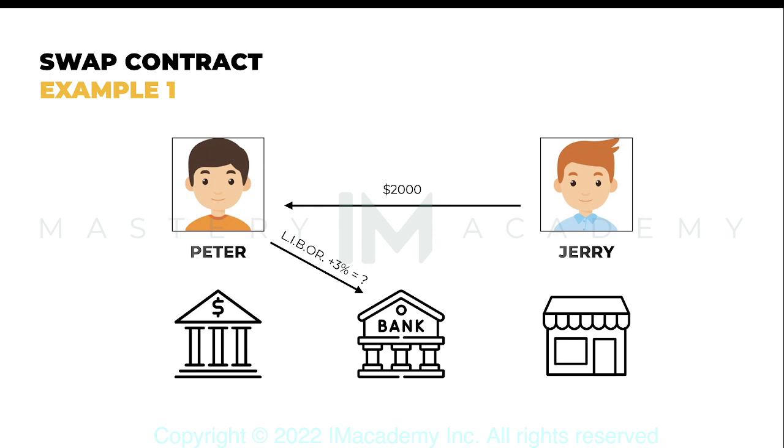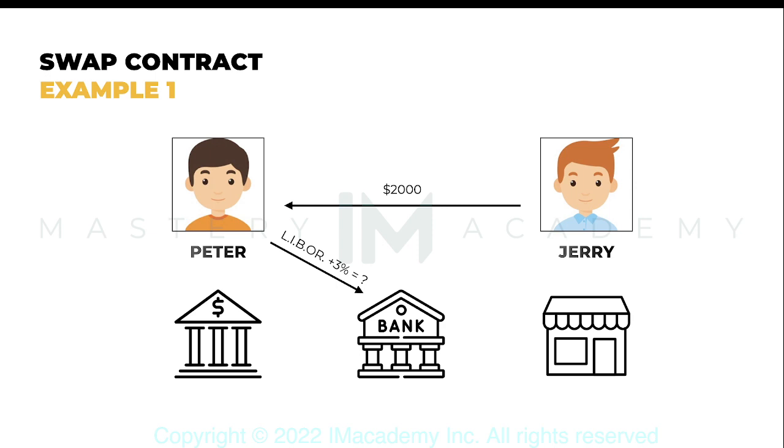But he needs to pay the interest to the bank, right? Because he still needs to fulfill his responsibilities to the bank. So he gets $2,000 from Jerry and he pays LIBOR plus 3% to the bank. Now you may be asking, how is this profitable? If the interest that he has to pay to the bank is less than $2,000, he gets to pocket the difference. So if he does it often enough, it may bring him a big profit.